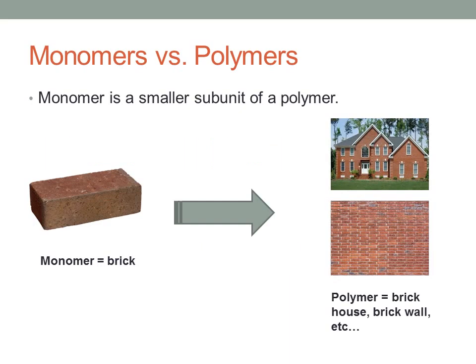So I just wanted to review very quickly monomers versus polymers. Monomers, remember, are the smaller subunit of a polymer. So if I said that a monomer was a brick, then the polymer would be something like a brick house or a brick wall. Again, a monomer is a smaller subunit or component of a polymer.